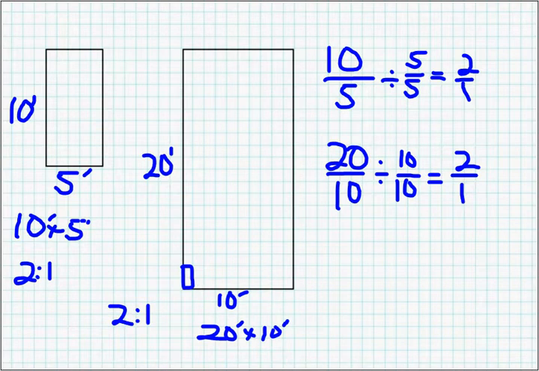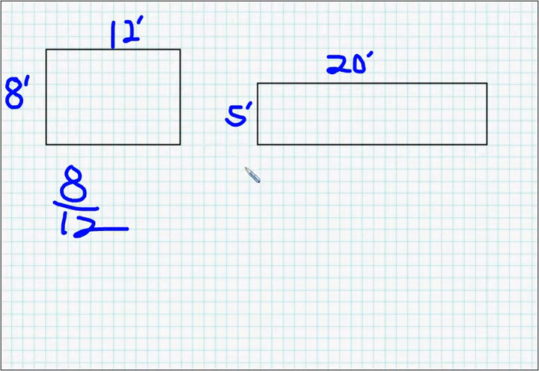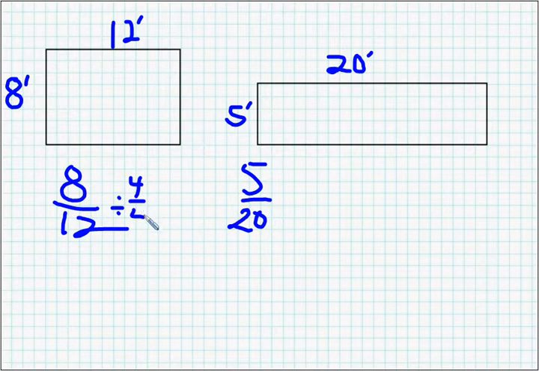Let's take a look at a couple more rectangles. Here we have a length of 8 by 12 and a length of 5 by 20. So let's do the same thing. I'm going to write an 8 by 12, and this one has 5 by 20. And I can simplify these. Greatest common factor between 8 and 12. Let's try 8. Well, 12 can't be divided by 8, so 4. 8 divided by 4 is 2, and 12 divided by 4 is 3. So this has a 2 to 3 ratio.